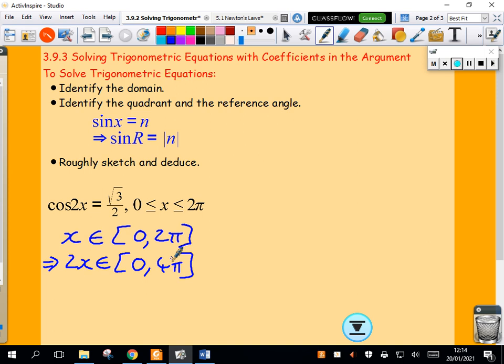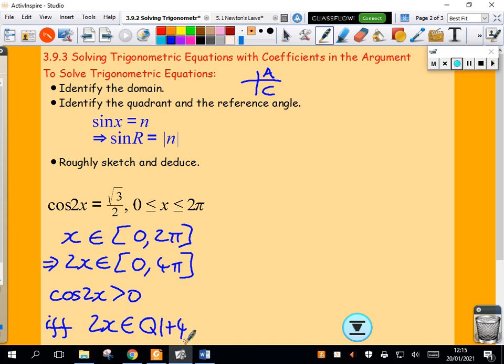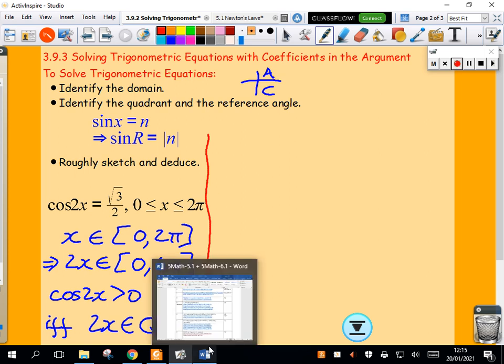Okay. The other thing here is cosine of 2x here is positive. That's a positive root 3 over 2. And that happens if and only if 2x is in quadrants. Well, remember, cosine is positive in first and fourth quadrant. So 2x is in quadrant 1 or 4. Okay, so that's the first thing. Identify the domain and the quadrant.